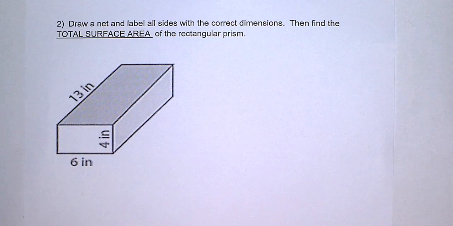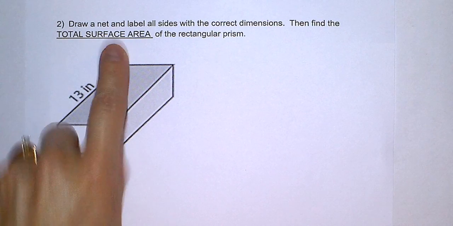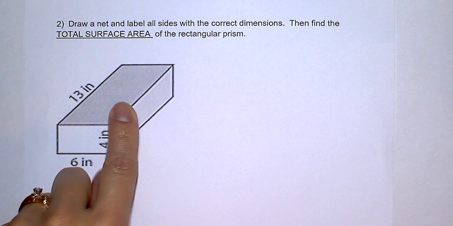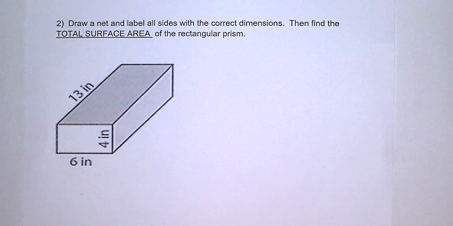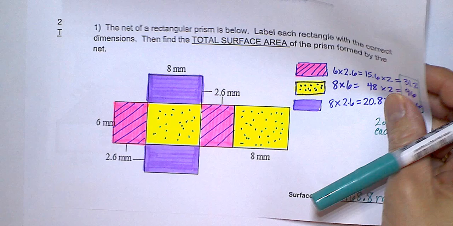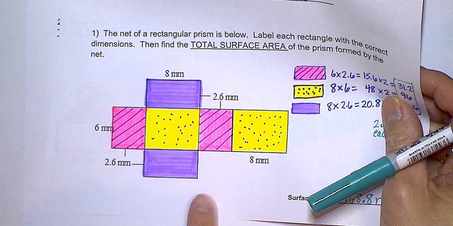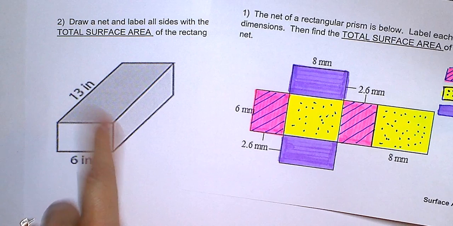Now let's try one more example for Unit 7, Lesson F, and we want to find the total surface area of this rectangular prism. But we need to draw the net. Now, in the previous problem, we just did a net. This is a net of a prism. So we need to draw this out in a net.